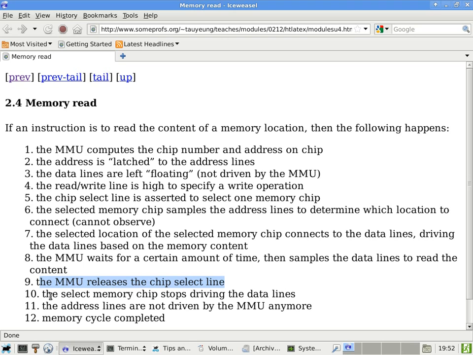Are there any other questions about the memory cycles, memory read cycle and memory write cycle? No questions? Okay.